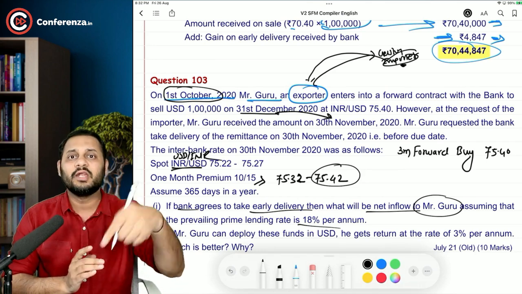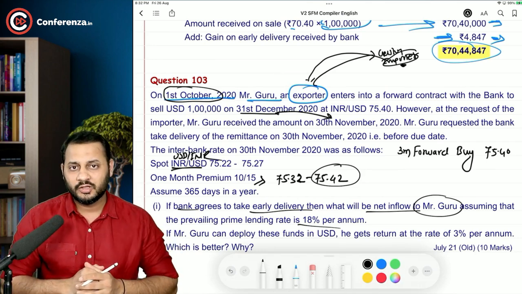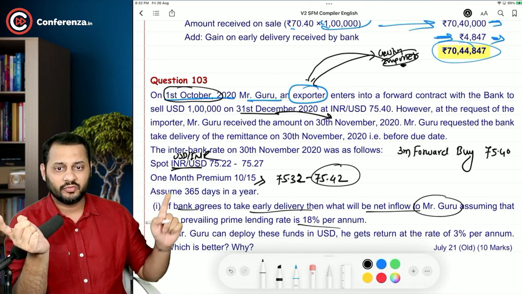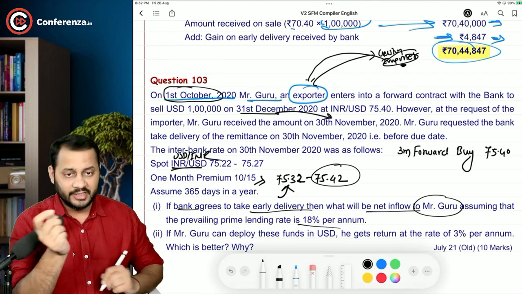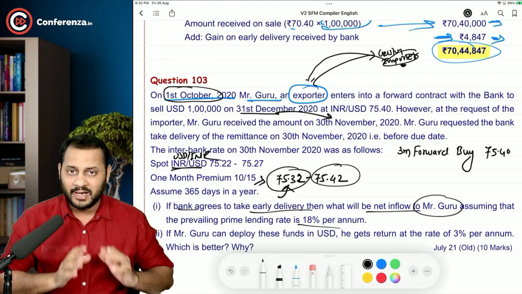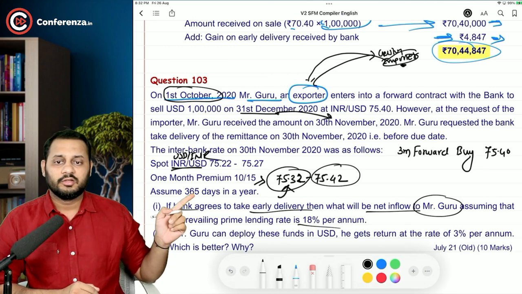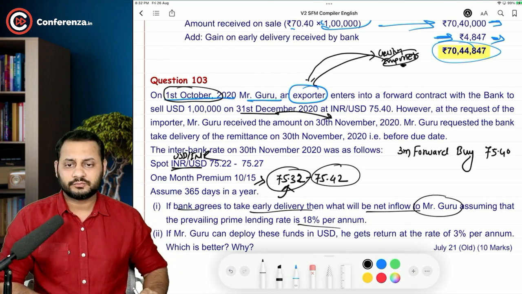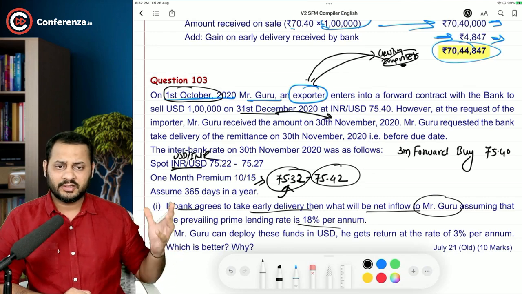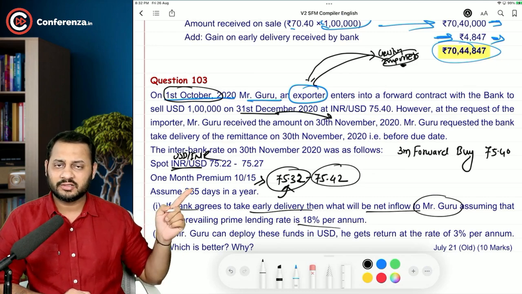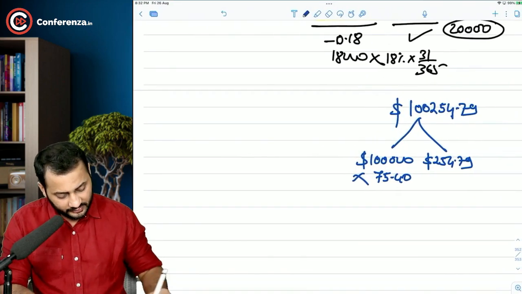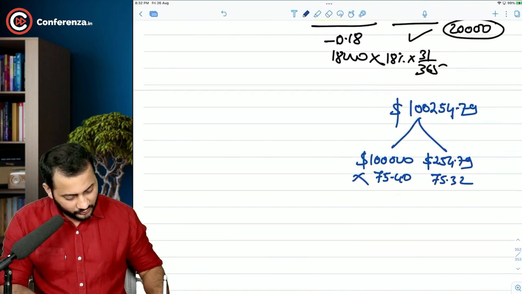So he took 1 month forward sell. For him it's a sell contract, for bank it's a buy contract, 1 month forward buy. That means this is the bid rate at which bank will buy those extra dollars, the interest, at 75.32. No margin is given. Practically there should have been a margin because these are interbank rates. But forget it. 75.32 will be the rate.